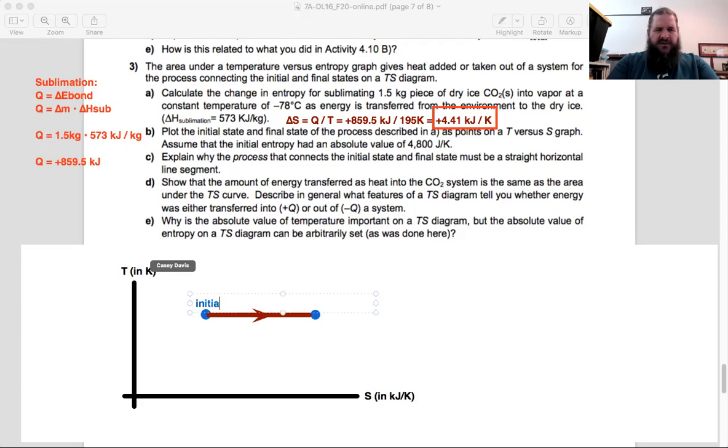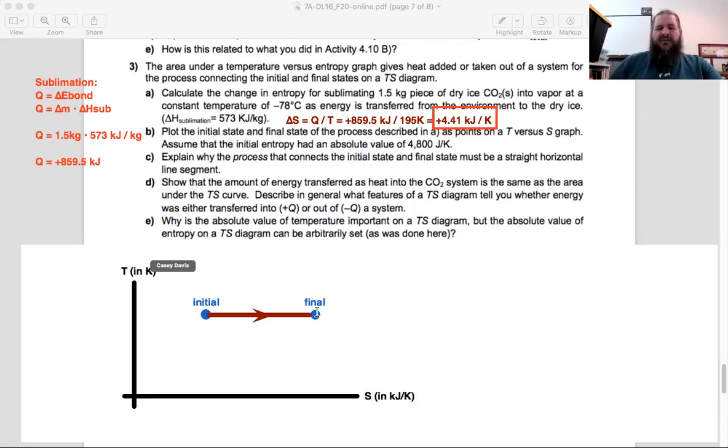Let me label those initial, final. And it's an isothermal process. Isothermal in the sense that the temperature is not changing. So on a temperature entropy graph, an isothermal process is a horizontal line. By the way, what would an isothermal process look like on a pressure volume graph? If the temperature is not changing, what would the pressure volume diagram look like? What sort of shape would that be? Yeah, it's going to be a curve. Specifically, it's going to be a portion of a hyperbola.